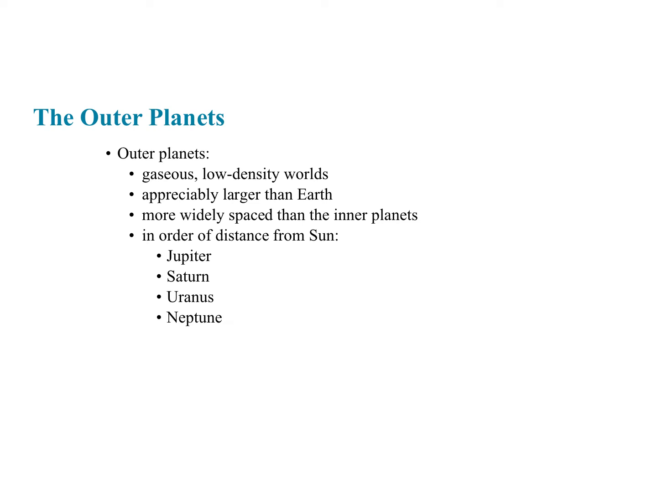Next, we want to look at the solar system. We want to continue looking at the solar system, and we're going to go from investigating the inner rocky planets to looking at the outer planets, which are also known as the gas giants. Now, the outer planets are gaseous, low-density worlds. They are all appreciably larger than the Earth, and they're more widely spaced out than the inner planets. In order of distance from the Sun, they are Jupiter, Saturn, Uranus, and Neptune.